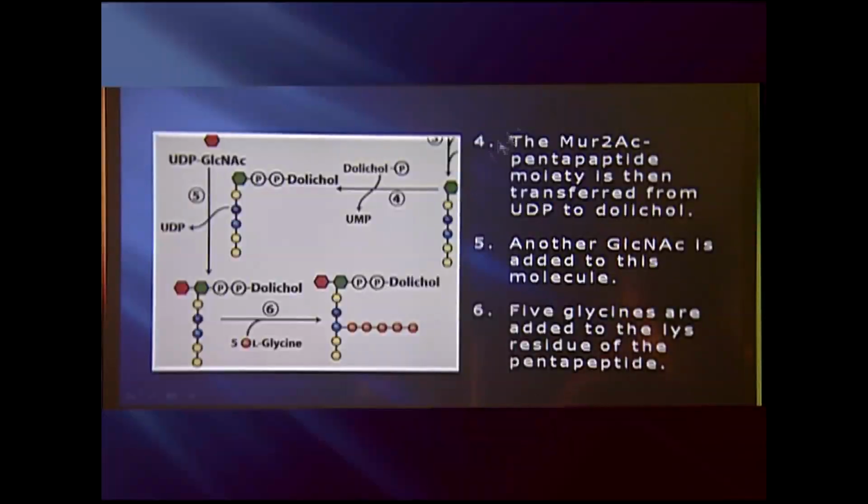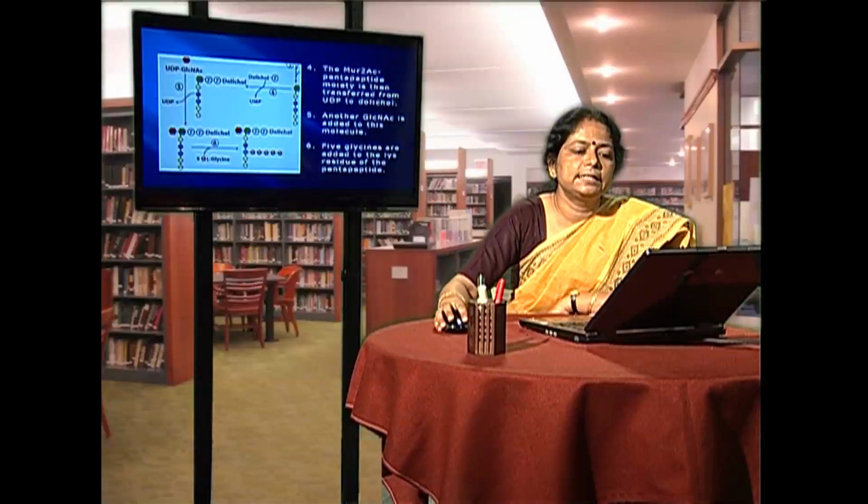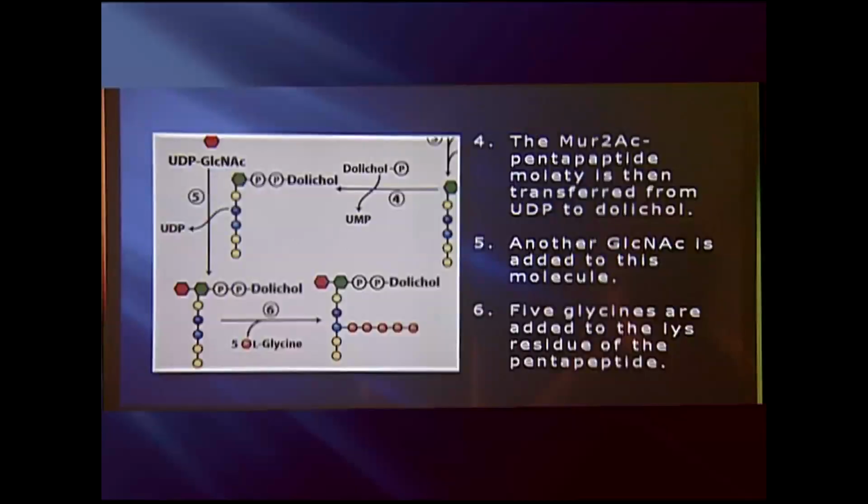Going on further, the N-acetyl muramic acid pentapeptide. Why do we call it pentapeptide? Because it now has 5 amino acids with itself. So it is muramic acid with pentapeptide. Now this is transferred from UDP to dolichol. Here you can see in this picture that it is transferred from UDP to dolichol. Another N-acetyl glucosamine is added to this molecule. Here you can see the structure of the pentapeptide with muramic acid and then the addition of the N-acetyl glucosamine.